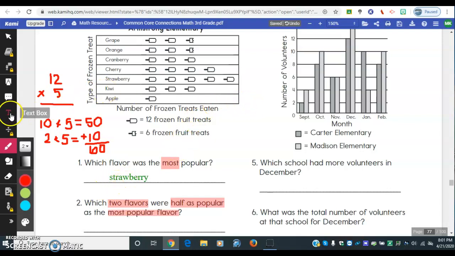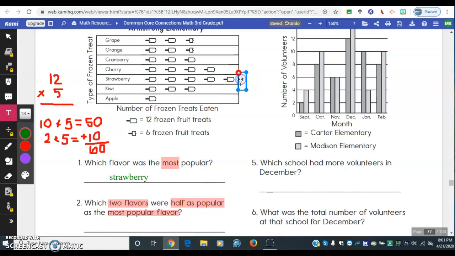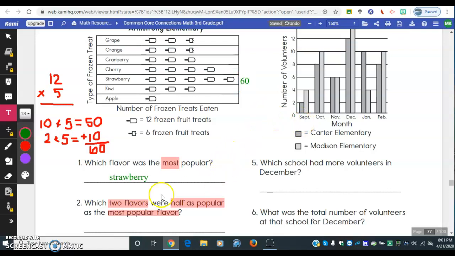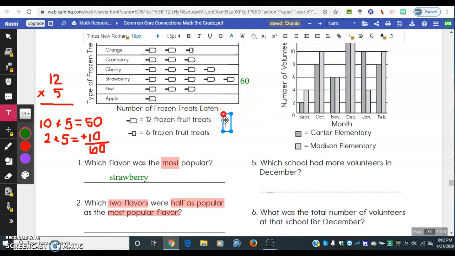And what I'm going to do is I'm going to write that right here. I'm going to write strawberry is 60. I am, though, looking for the 2 flavors that were half as popular. If I take 60 and I cut it in half, what do I get? Well, cutting something in half is like dividing. So that would be like saying 60 divided by 2. What would that equal?